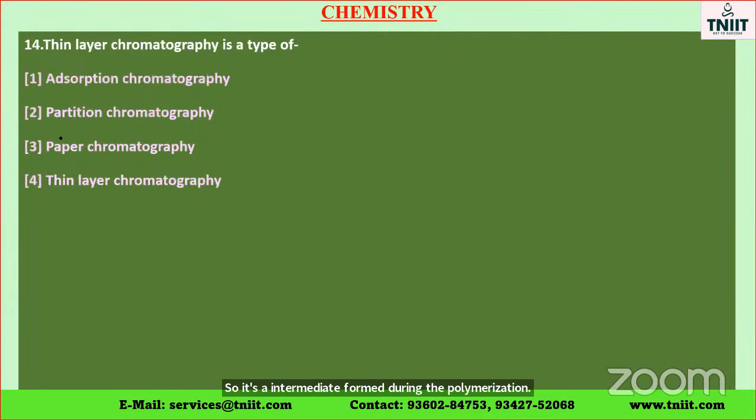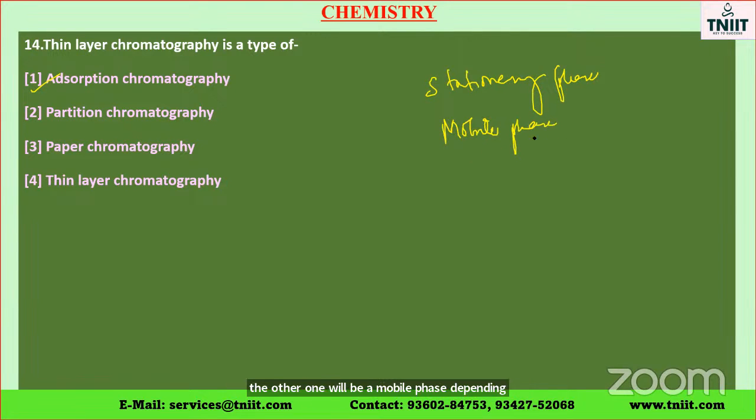Thin layer chromatography is a type of: adsorption chromatography, partition chromatography, paper chromatography, thin layer chromatography. So the principle in thin layer chromatography is adsorption. We will have two phases. One will be a stationary phase, and the other one will be a mobile phase. Depending on the adsorption ability of the solute, the mobile phase will carry it.